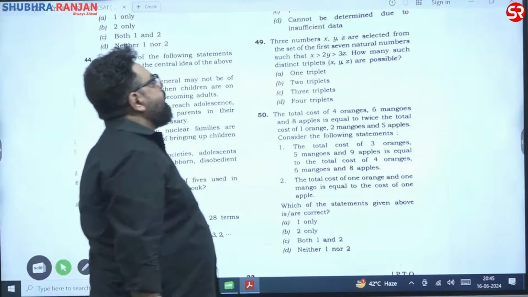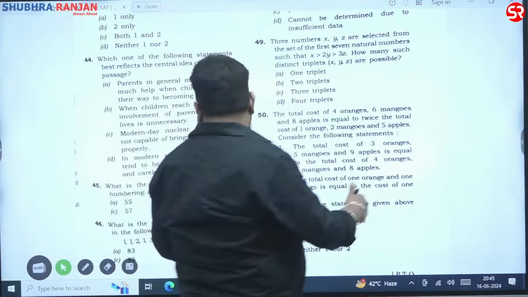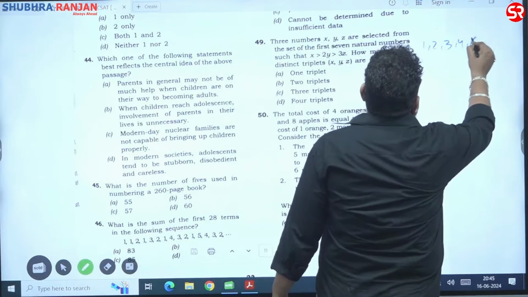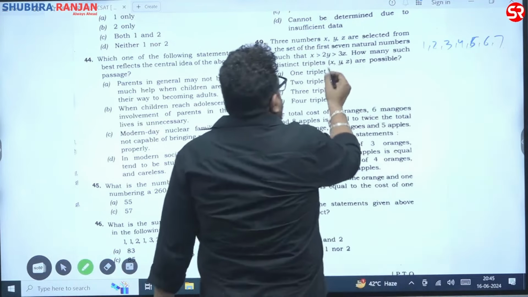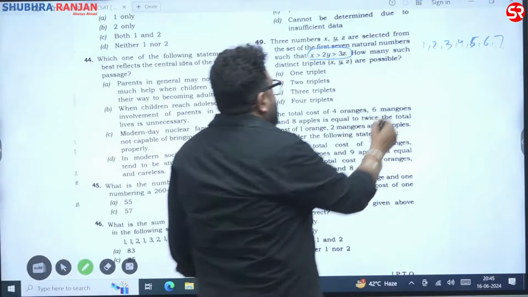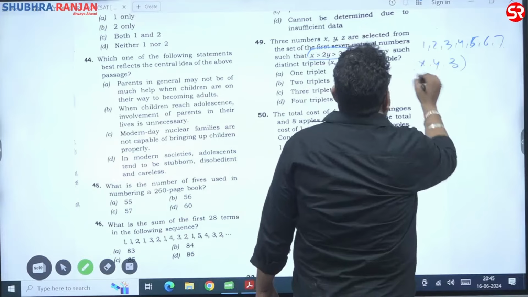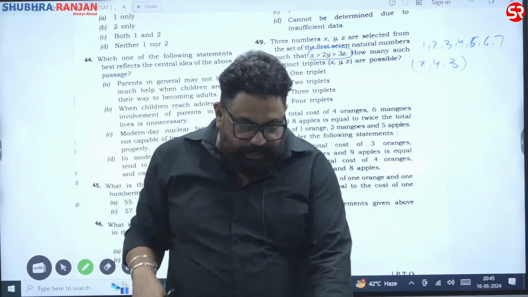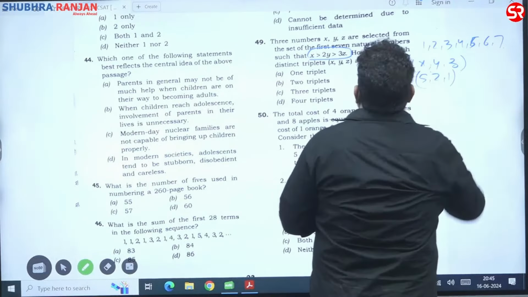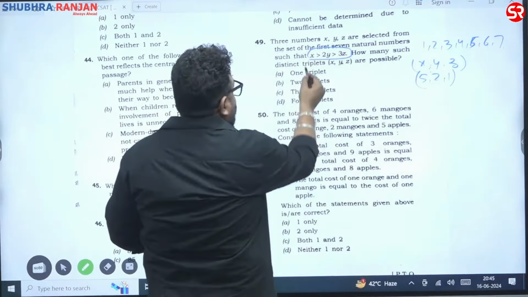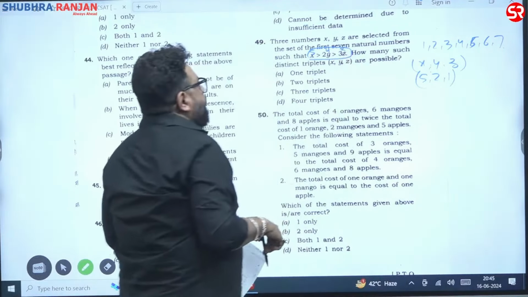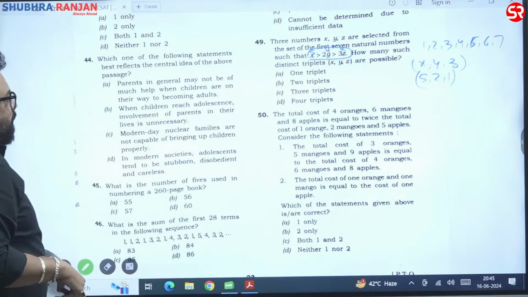Three numbers X, Y, and Z are selected from a set of the first 7 natural numbers. So the first 7 natural numbers are 1, 2, 3, 4, 5, 6, and 7, right? Such that X is greater than 2Y and greater than 3Z. So I am writing the values of X, Y and Z. Kindly check it yourself. I am able to make a lot of values. See, 5, 2, 1. So 5 is greater than 4, and 4 is greater than 3.